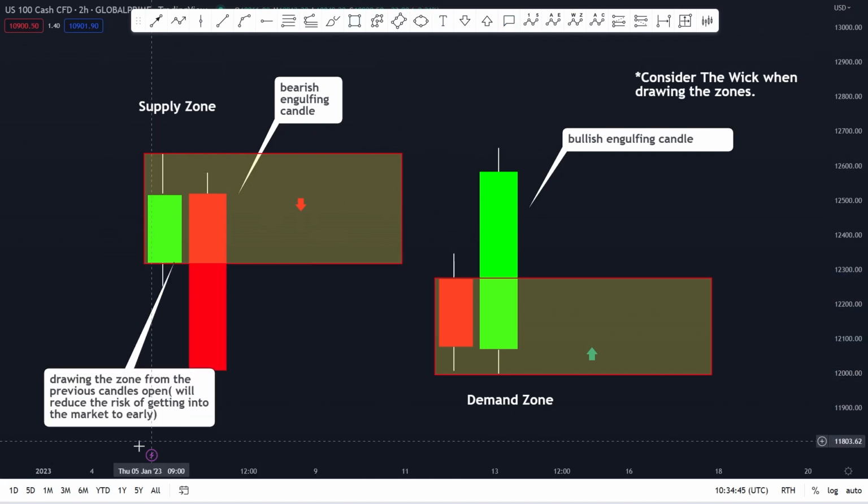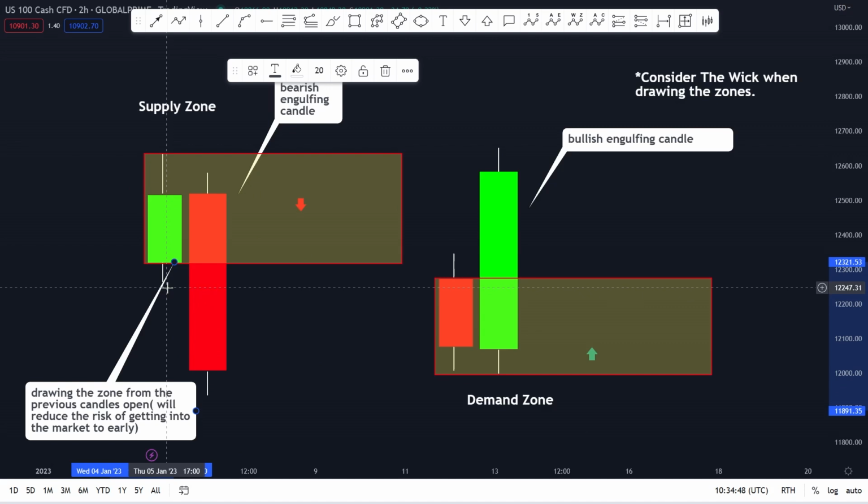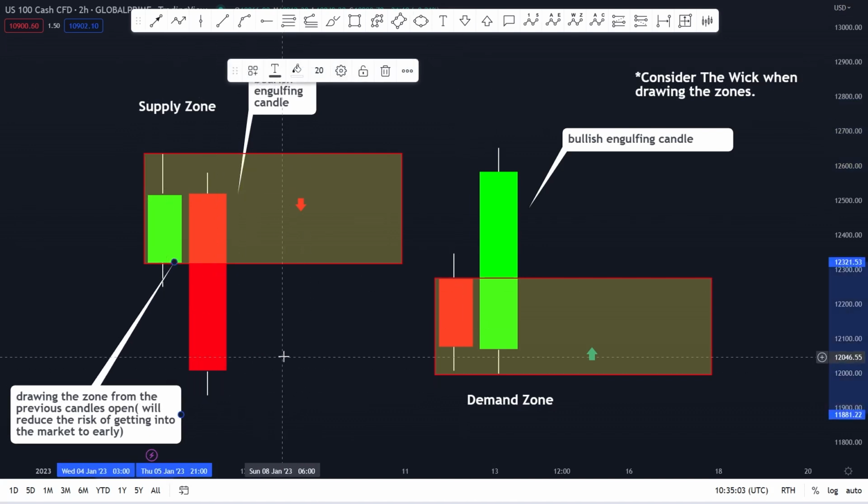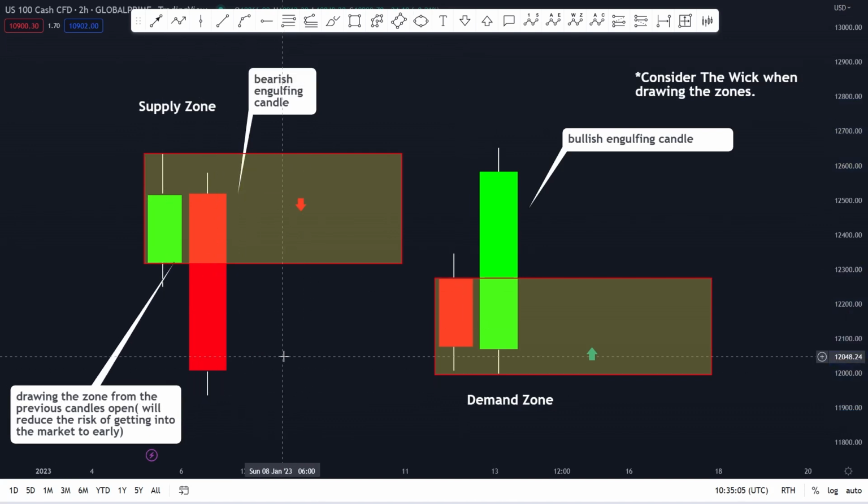Yeah, right now we have something like this. Drawing the zone from the previous candle's open will reduce the risk of getting into the market too early. So even in this case, we can see that we draw the zone from here. I hope everybody understands this. So right now, let's move on to confirmation candle that most of you have been struggling with.